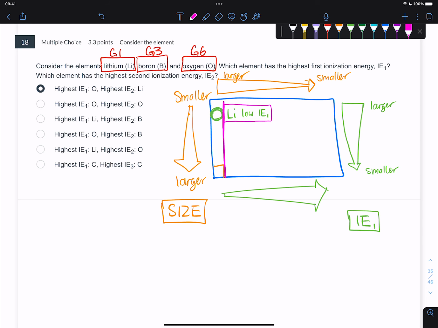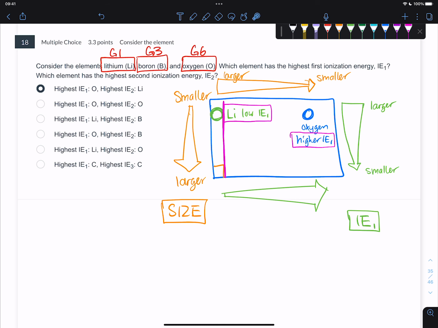And then you're going to compare, we don't really care about boron, because boron's kind of in between. So go to the other extreme, and you have oxygen, which is in the same period. So it's going to be oxygen. Oxygen is smaller than lithium, so it's going to have a higher ionization energy. It's going to definitely have a higher first ionization energy. So let's compare these two based on the first ionization energies.